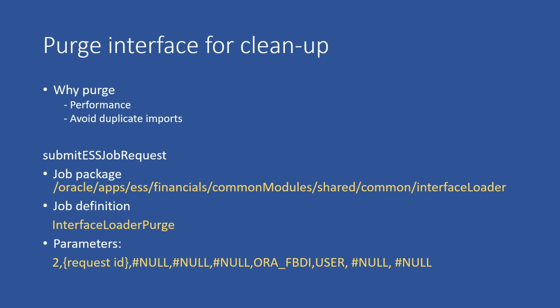And the second reason is to avoid the duplicated imports. So if the old data is still sitting in the tables, and if we want to re-import the same file, for example during testing or fixing errors, in this case Fusion might pick up the old data again. This will cause some duplicates or weird errors. Okay, so in OIC, how do we do this? Well, we use the submit ESS job request operation provided by the ERP integration service.